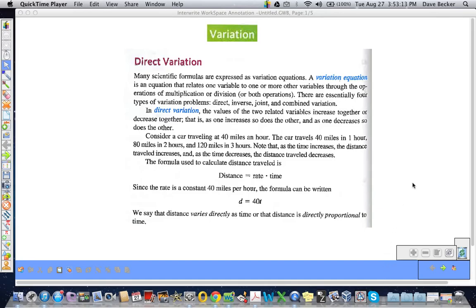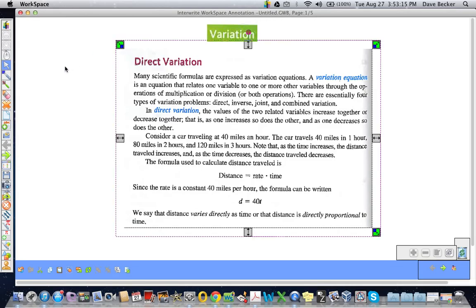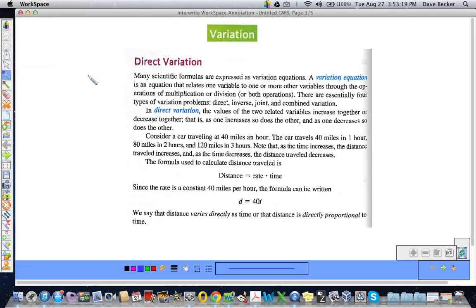Today we are talking about variation, and we happen to be talking about direct variation. That's the first type of variation that we will talk about. A lot of formulas are based on variation equations. In direct variation, the values of the two related variables increase together or decrease together.